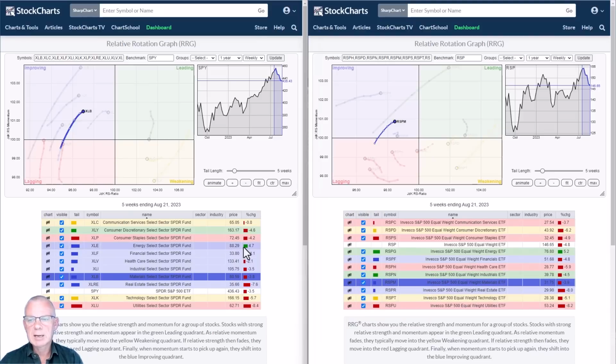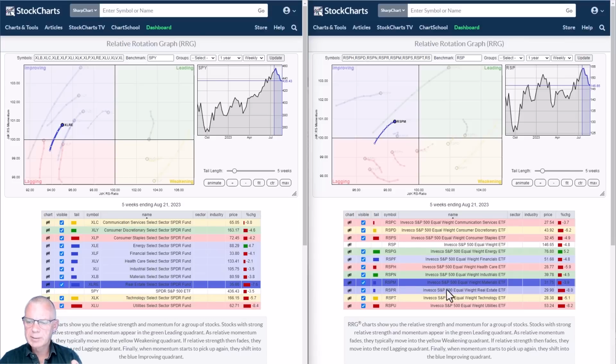Materials is just like financials. I'm going to call this a tie. XLB is inside improving, nice RRG heading, picking up in relative strength. RSPM, inside improving, picking up on RS ratio, both doing pretty good.